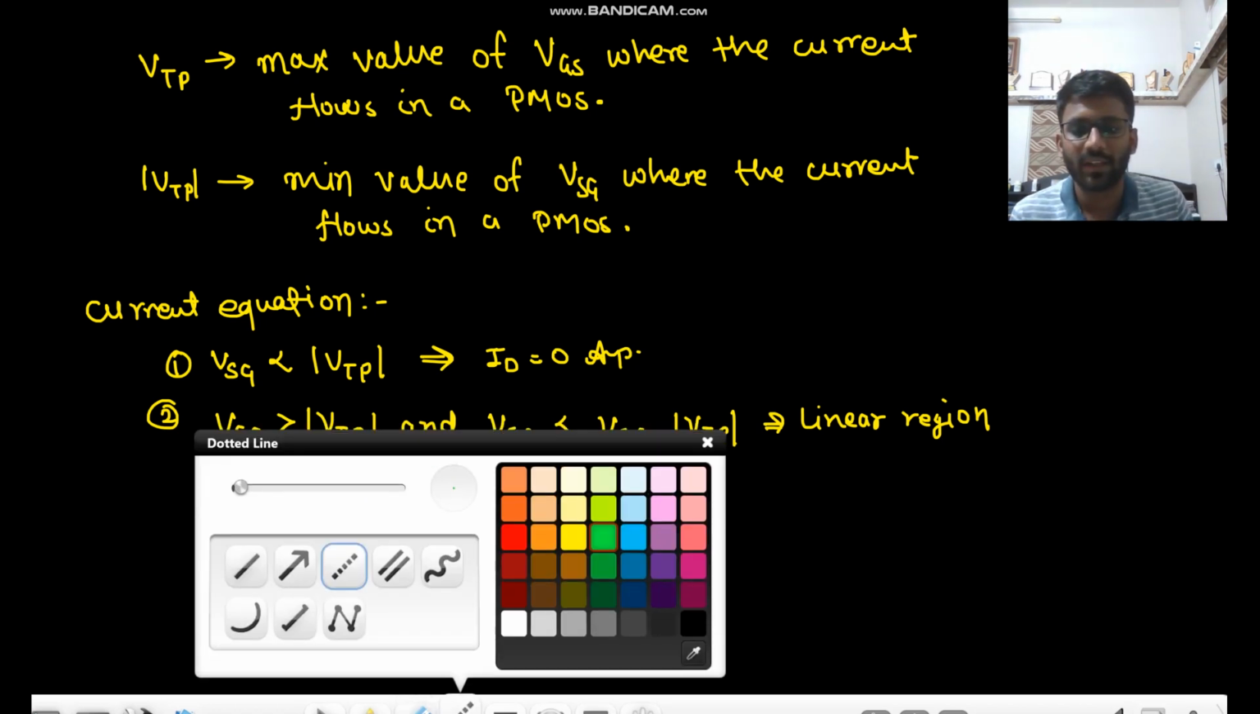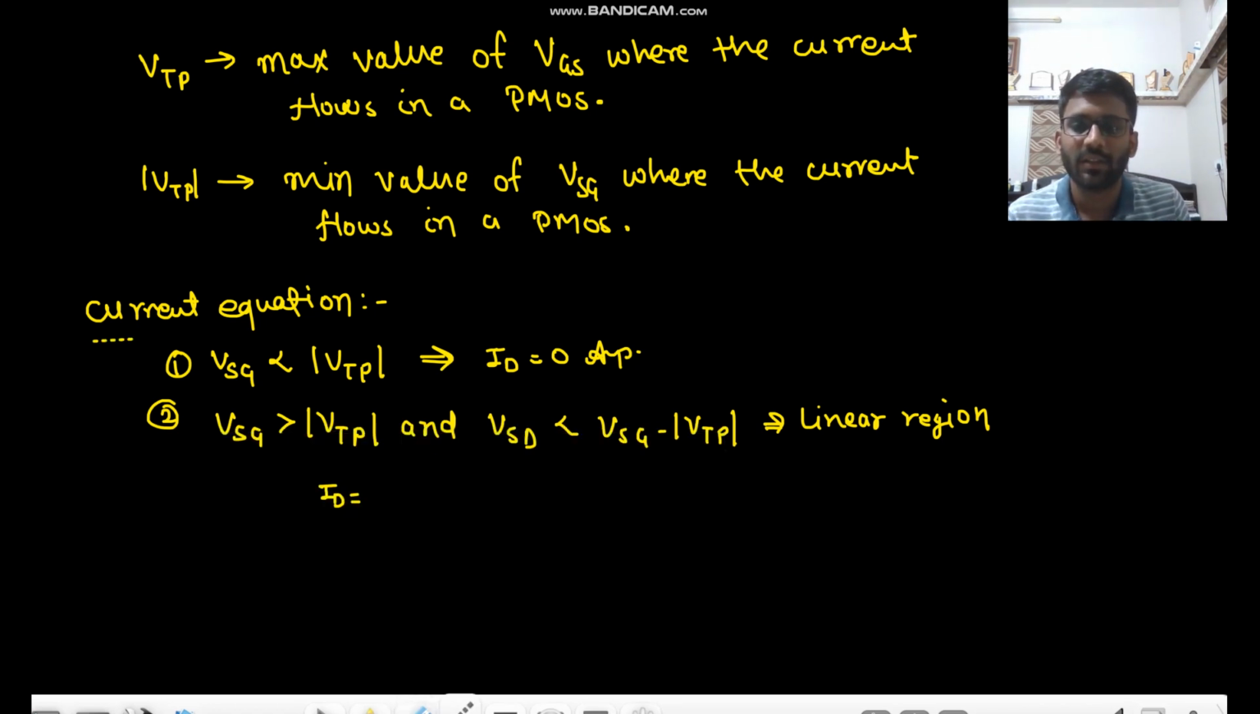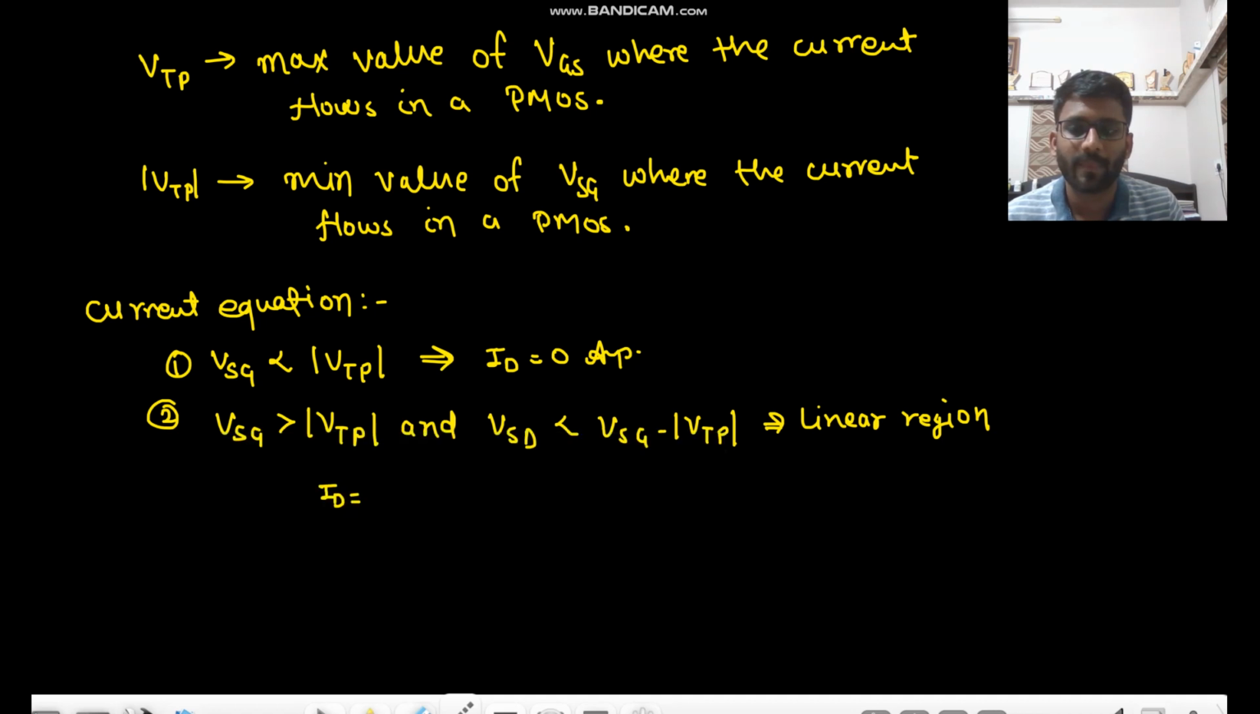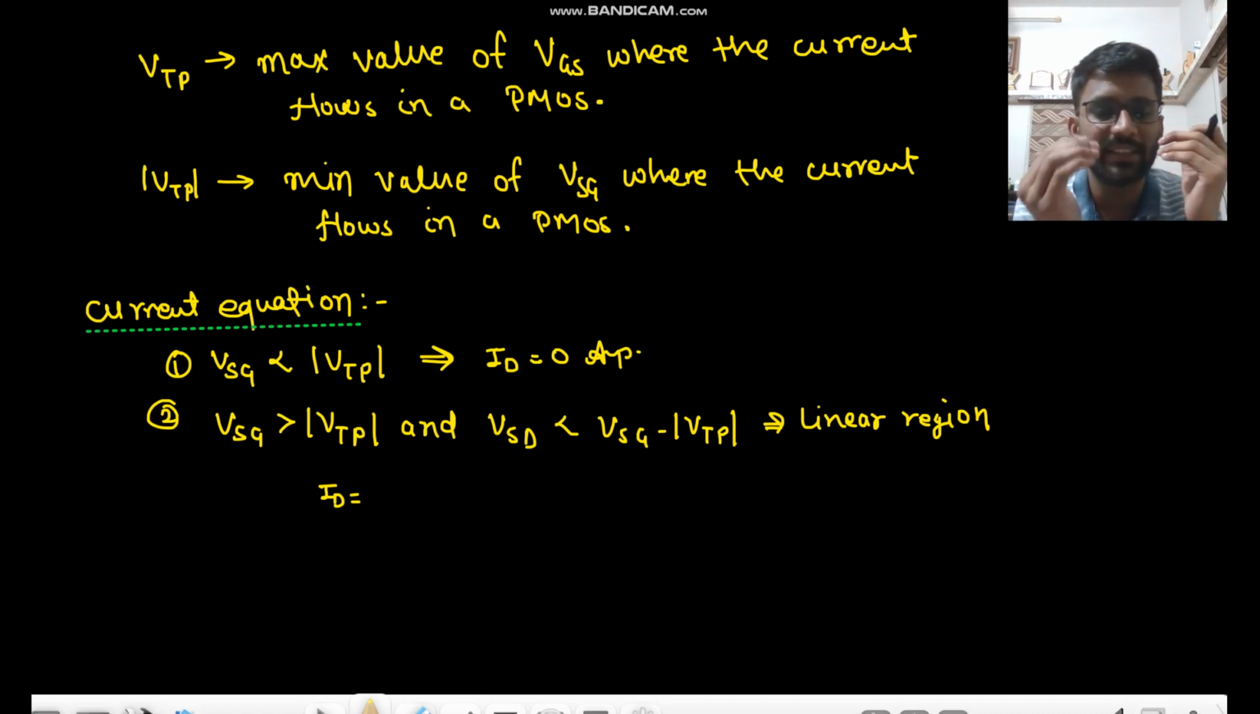While writing about the current equations, if VSG is lesser than mod of VTP, there will be no current, because that will be in the cutoff region. If VSG is greater, we are just doing the replacement. VDS is replaced with VSD, VGS is replaced with VSG, and VT is replaced with mod of VTP.